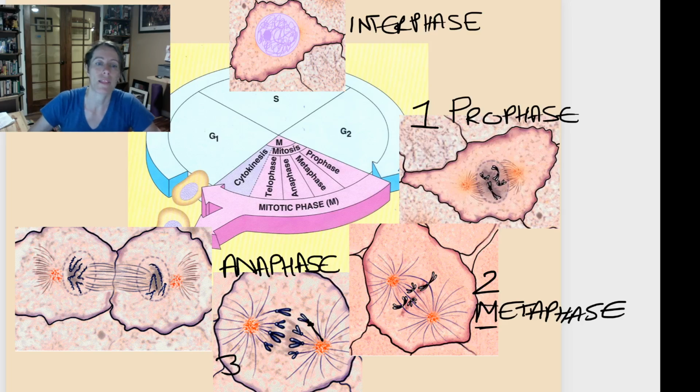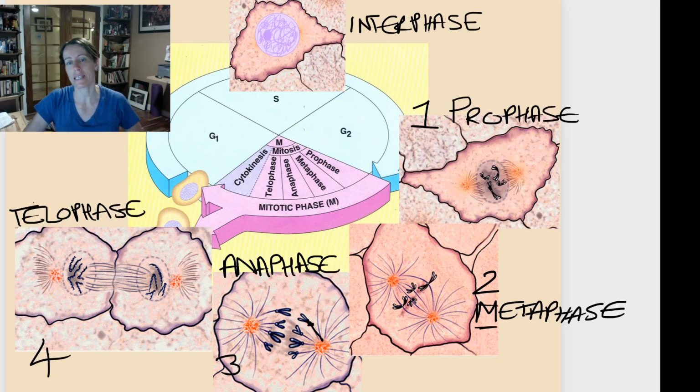All right. Last but not least, we have telophase. Oh, let me spell that right. Telophase. Okay, and telophase is kind of like the opposite of prophase. So all the things that happen in prophase kind of undo themselves in telophase. So what do I mean by that? Well, there's three things going on here.